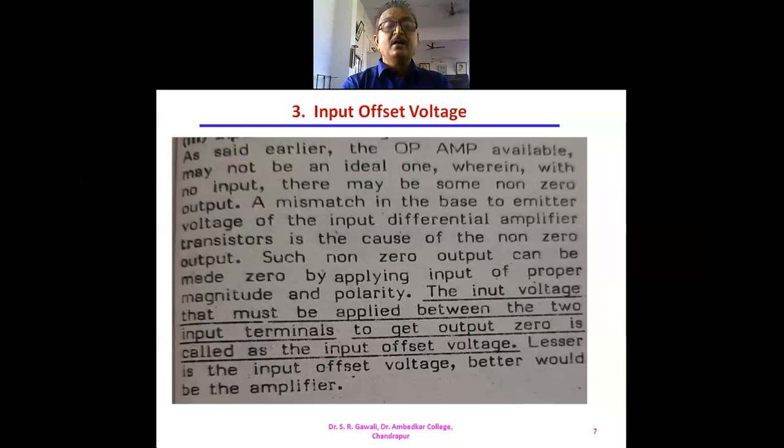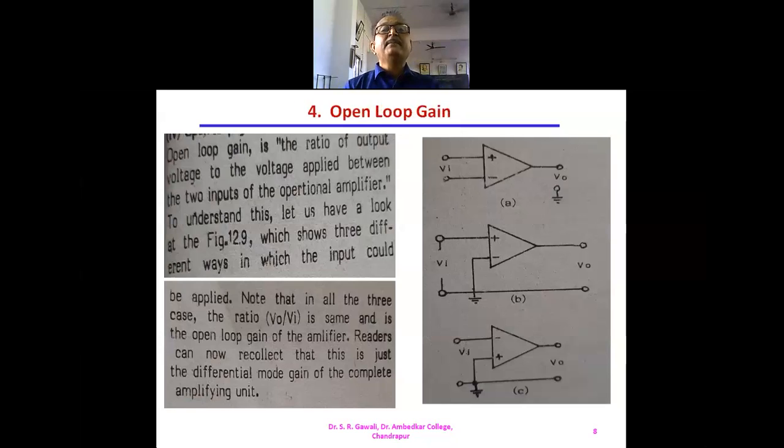Another parameter of the operational amplifier is the open loop gain. What is the gain? Gain is nothing but output upon input. Gain is nothing but a ratio of output to the input. So open loop gain is the ratio of output voltage to the input voltage, that is, the voltage applied between the two input terminals of the operational amplifier.